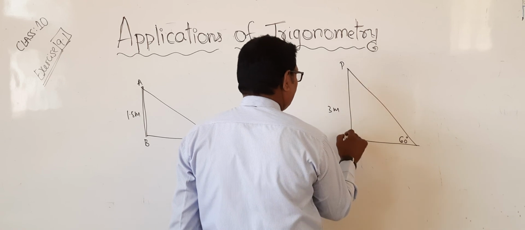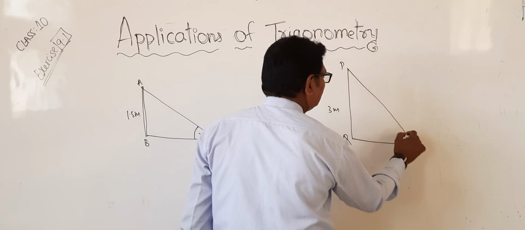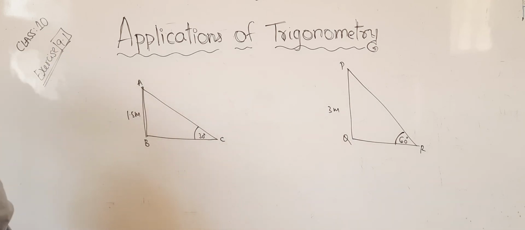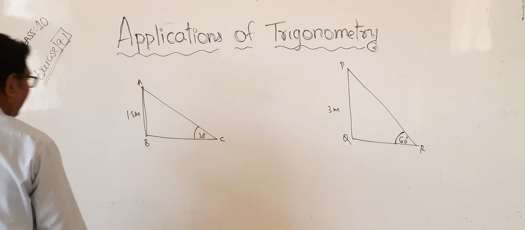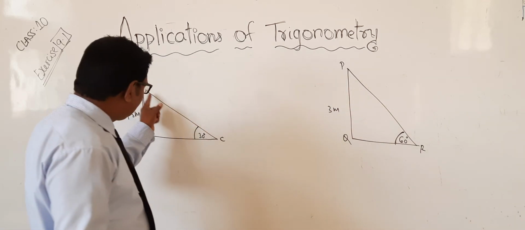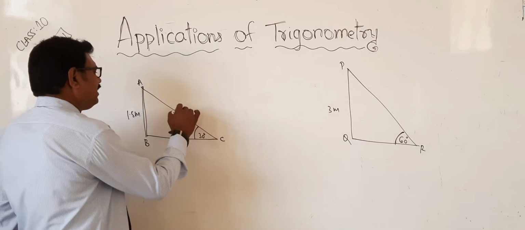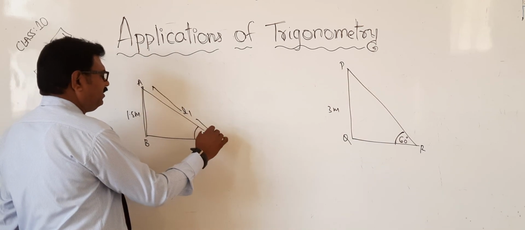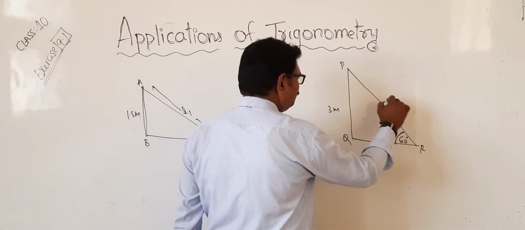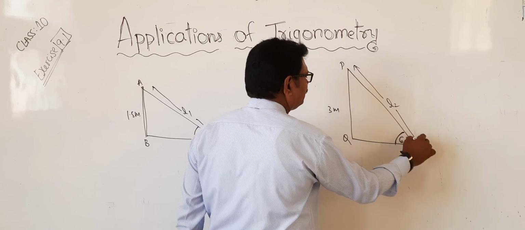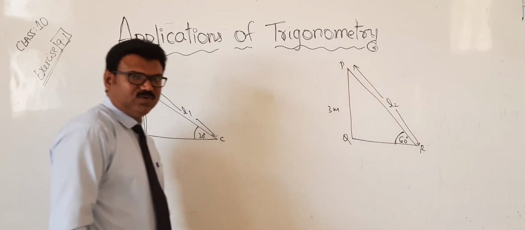Now it is PQR. So what should we find out? We should find out what should be the length of the slide. Yes, we have to measure the length of the slide. For example, it is L1 and this is L2. Like this. Okay?